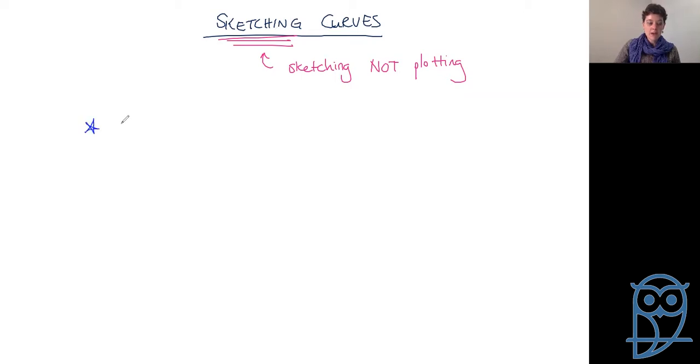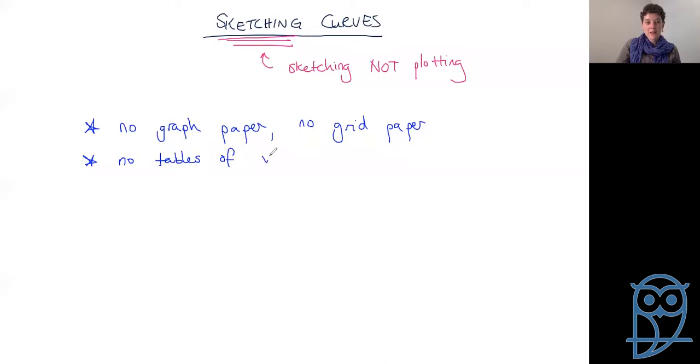So to remind you, we have no graph paper, no grid paper, no tables of values, no list of coordinates. We need a ruler, a pencil, and a pen.